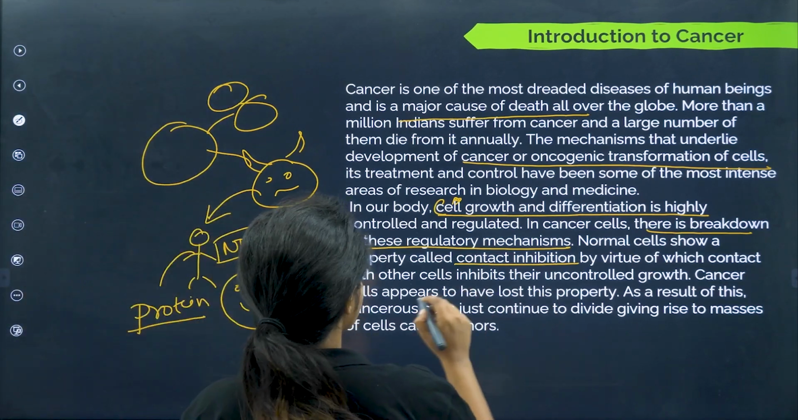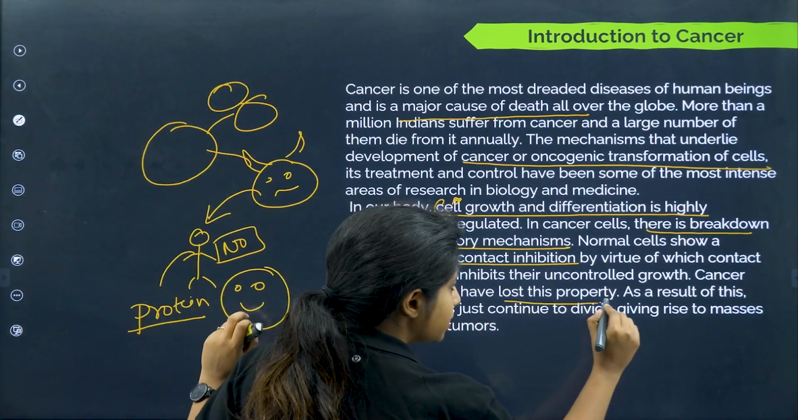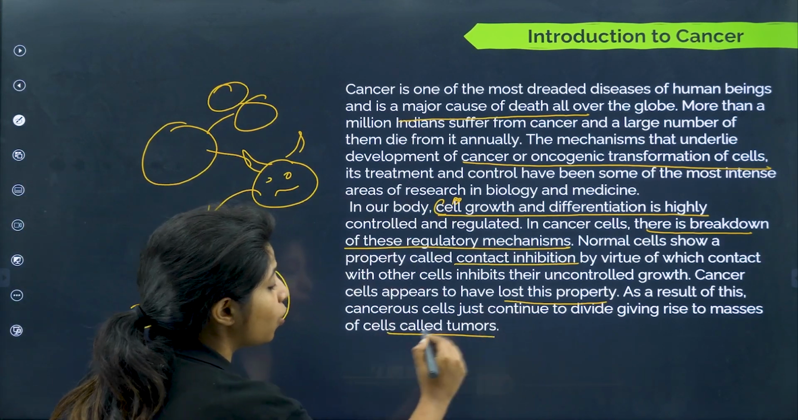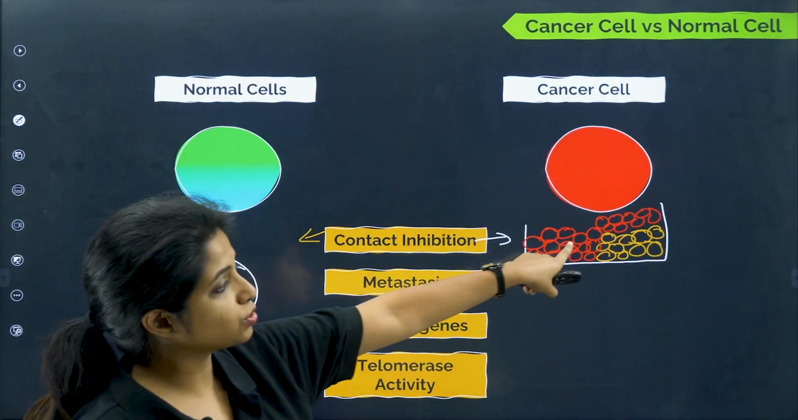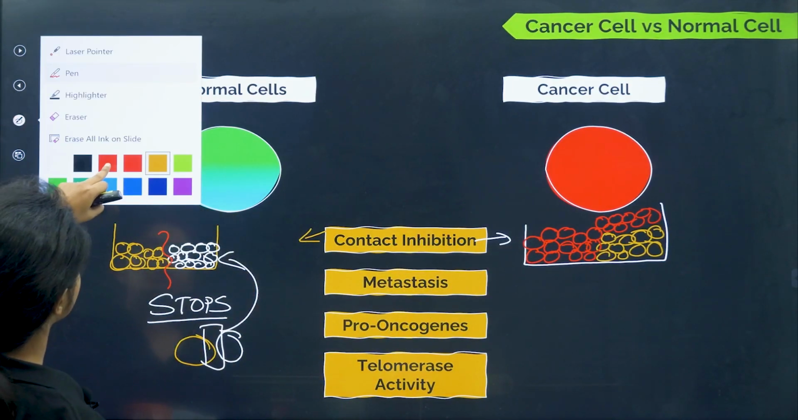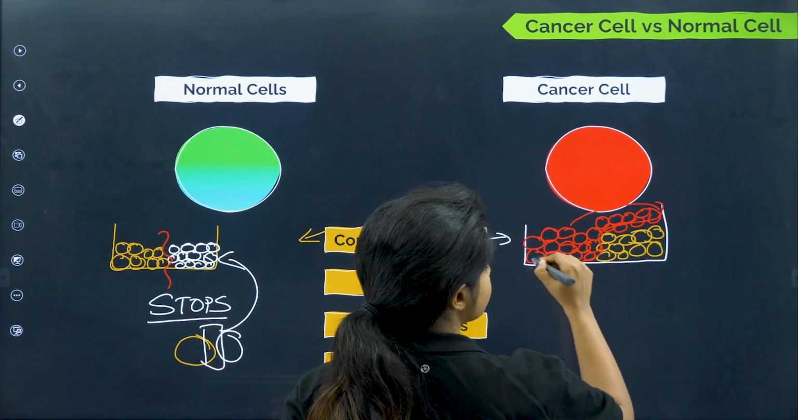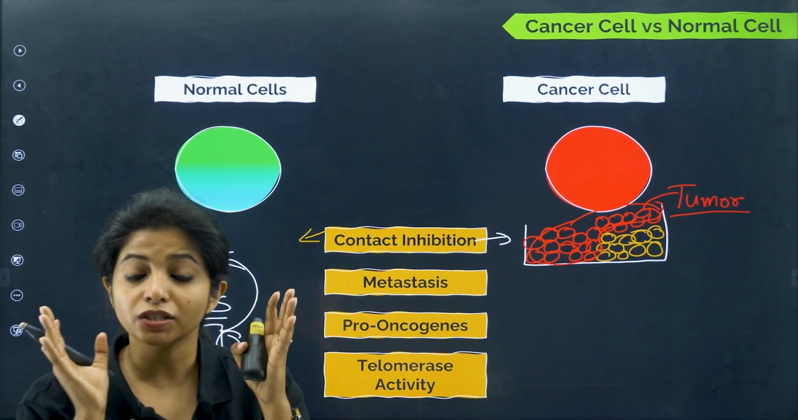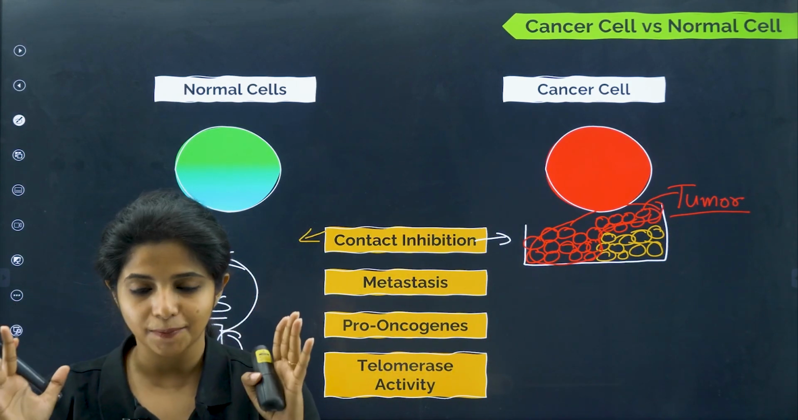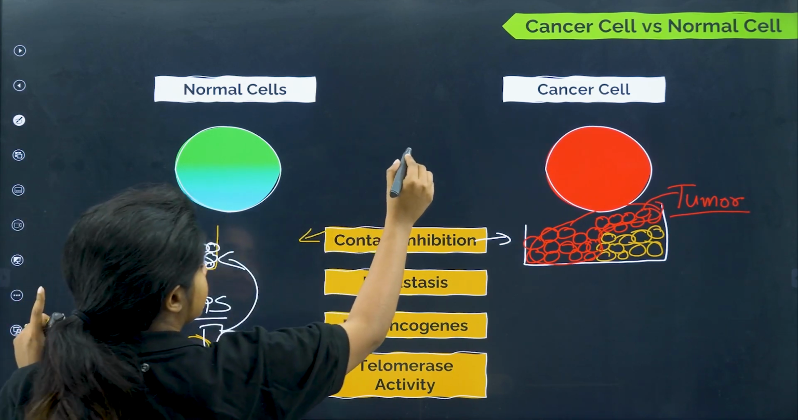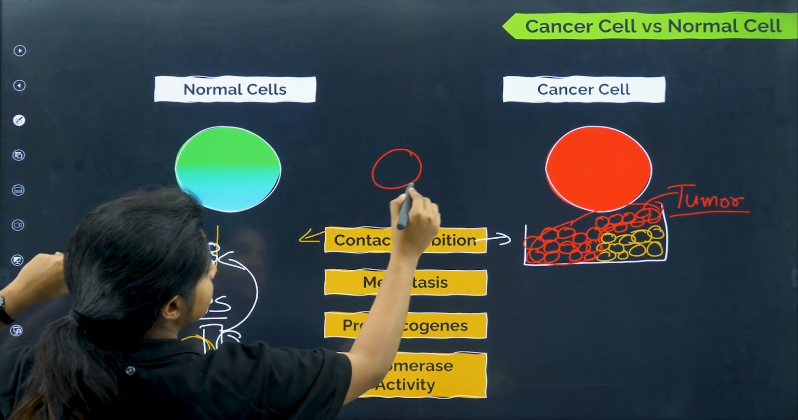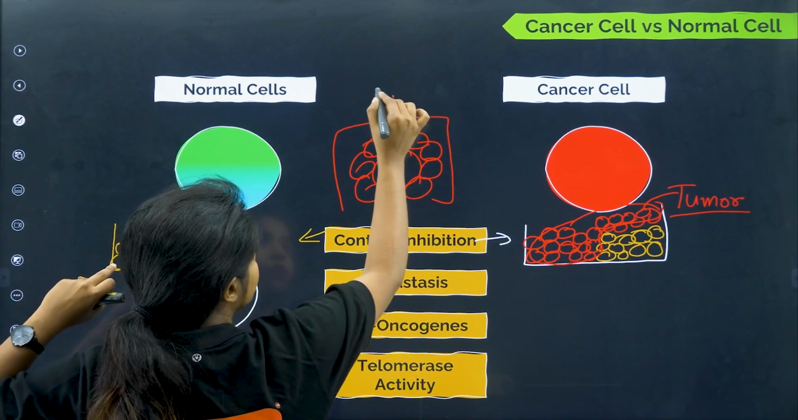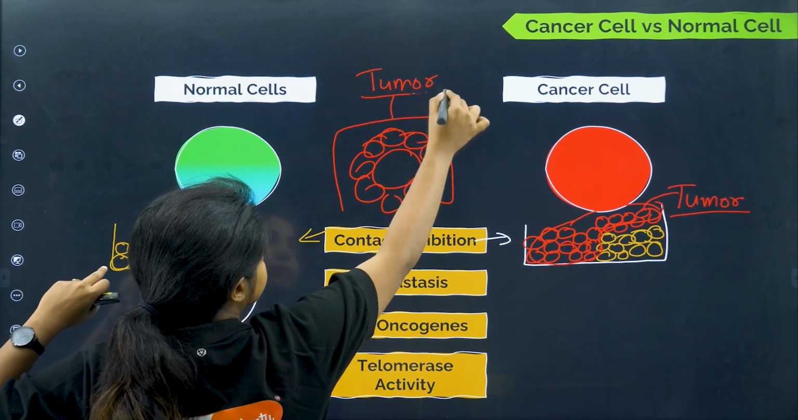By virtue of which, cancer cells appear to have lost this particular property. As a result of this, cancer cells just continue to divide, giving rise to masses of cells known as what? Tumors. So this mass of cells that you see over here, what do you call it, children? Tumor. Basically there is a difference between cancer and tumor. Understand that. One cell is dividing uncontrollably and forming a bunch of cells. Now, this whole mass of cells, what will you call it? You will call it tumor.